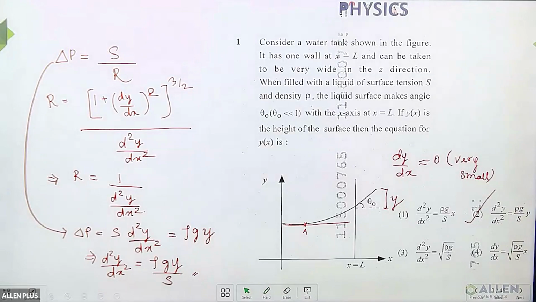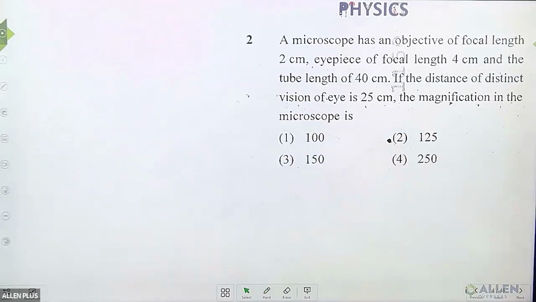Moving on to the next question. A microscope has an objective of focal length 2 centimeter, eyepiece of focal length 4 centimeter, and a tube length of 40 centimeter. If the distance of distinct vision of the eye is 25 centimeter, the magnification in the microscope is going to be.